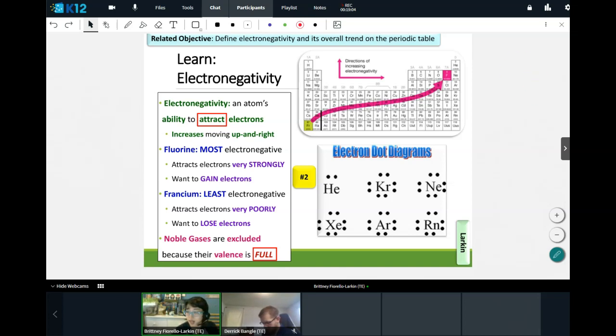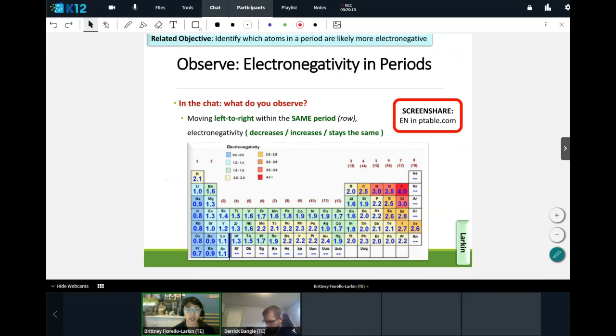and raise your hands. What we're going to go ahead and take a look at is specifically today we're just looking at periods. Tomorrow we're going to look at groups, which are the up downs, but for today we're only going to look at left right. All right, so we want to think about moving left to right within the same period or row. What is happening to electronegativity?